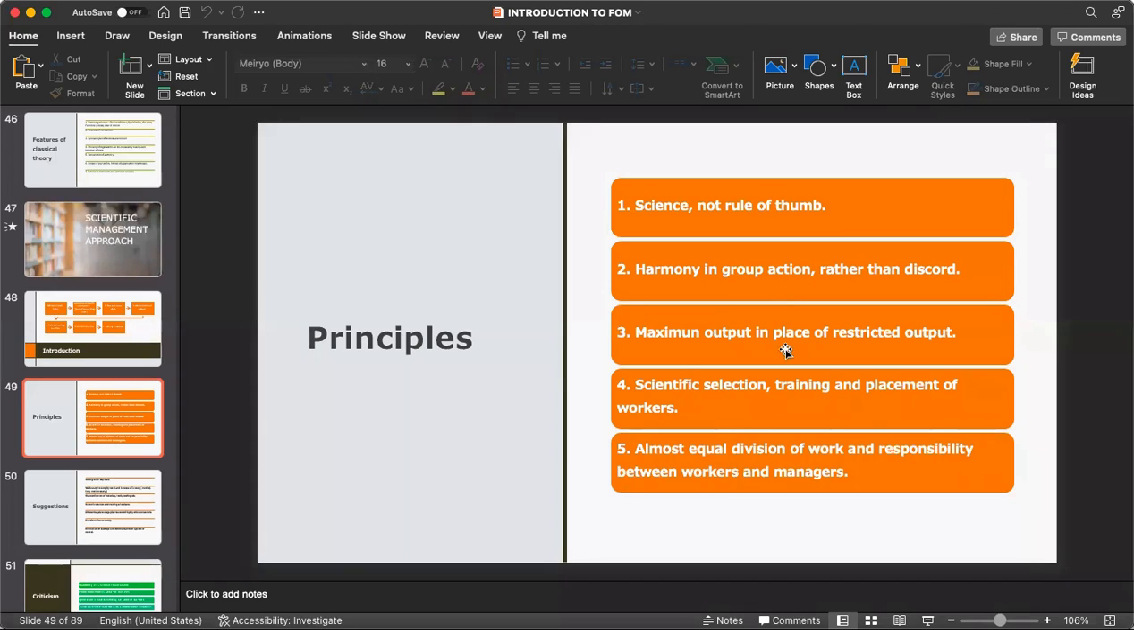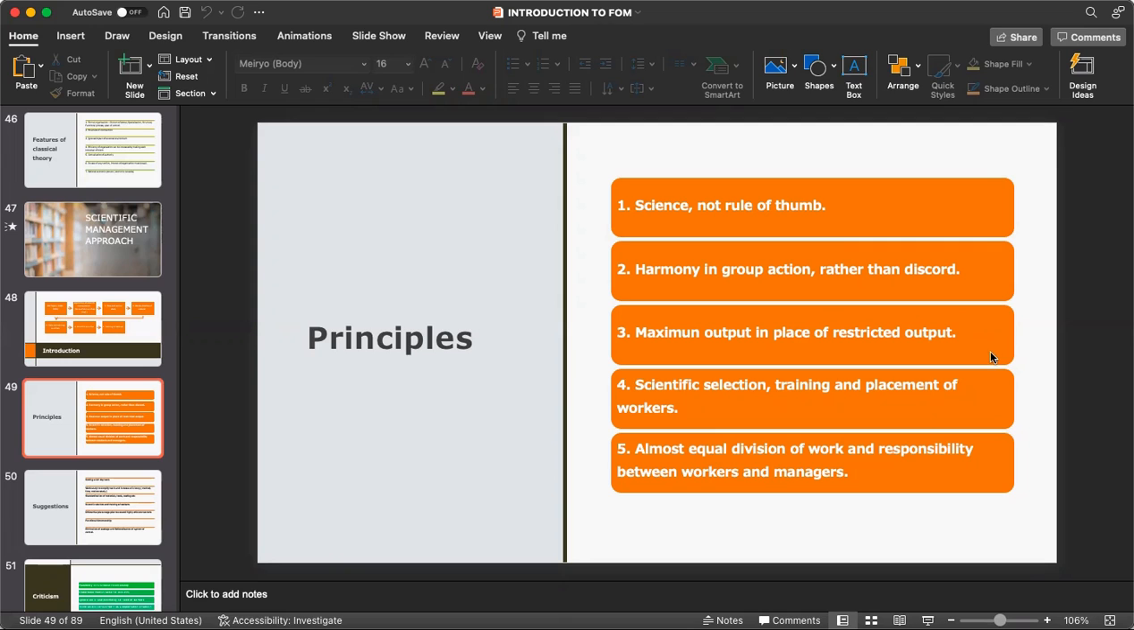Then we have the maximum output in place of restricted output. It means that companies should always work on improving their efficiencies rather than focus on some restriction. For example, if the company's target is 100 units per day, and they are manufacturing 105 units with the same quality of output and higher efficiency, definitely you need to focus on improving your efficiencies day by day. The condition is that your quality should not be compromised.